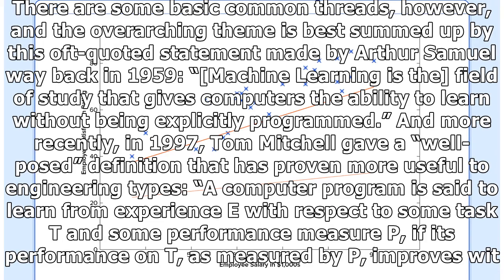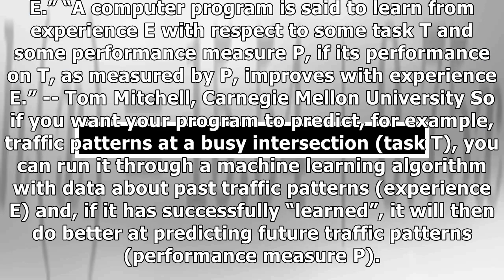And more recently, in 1997, Tom Mitchell gave a well-posed definition that has proven more useful to engineering types. A computer program is said to learn from experience E with respect to some task T and some performance measure P, if its performance on T, as measured by P, improves with experience E. Tom Mitchell, Carnegie Mellon University.